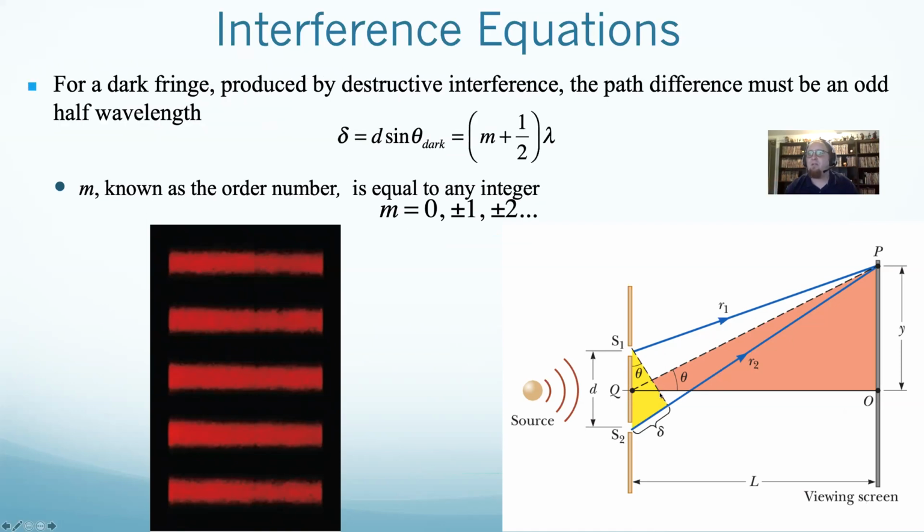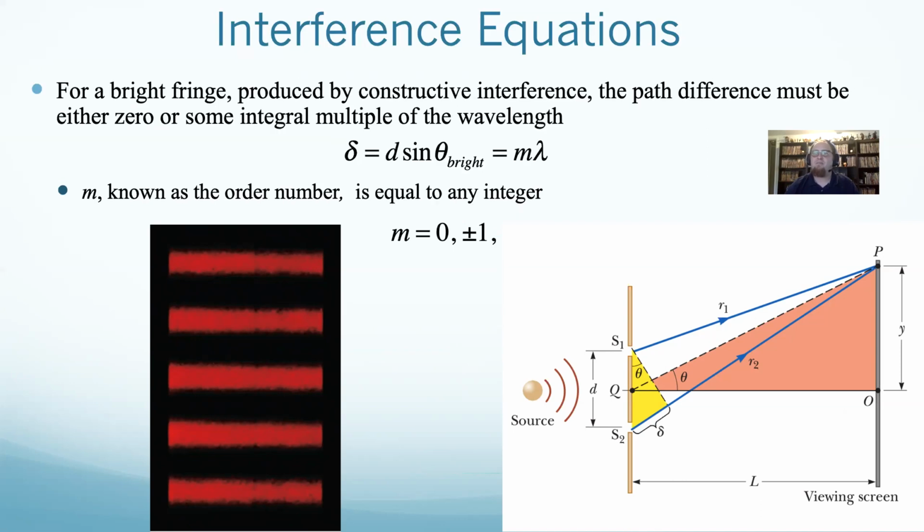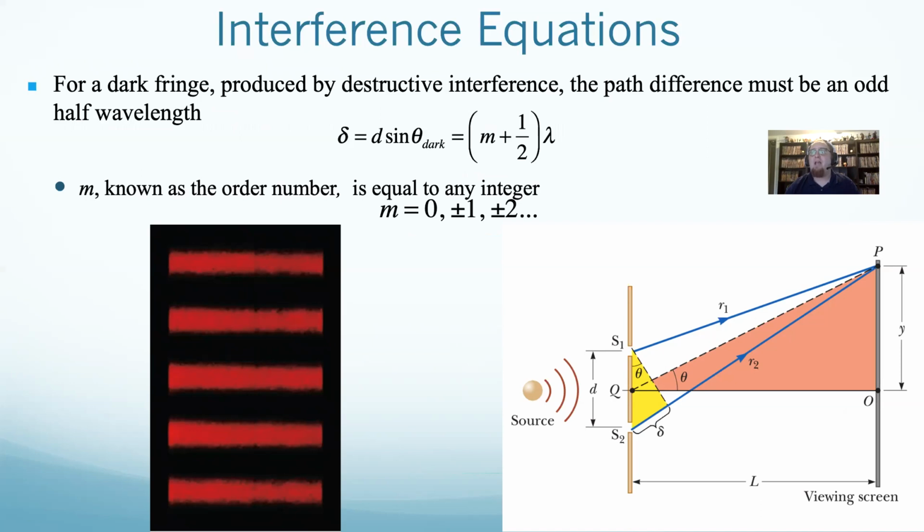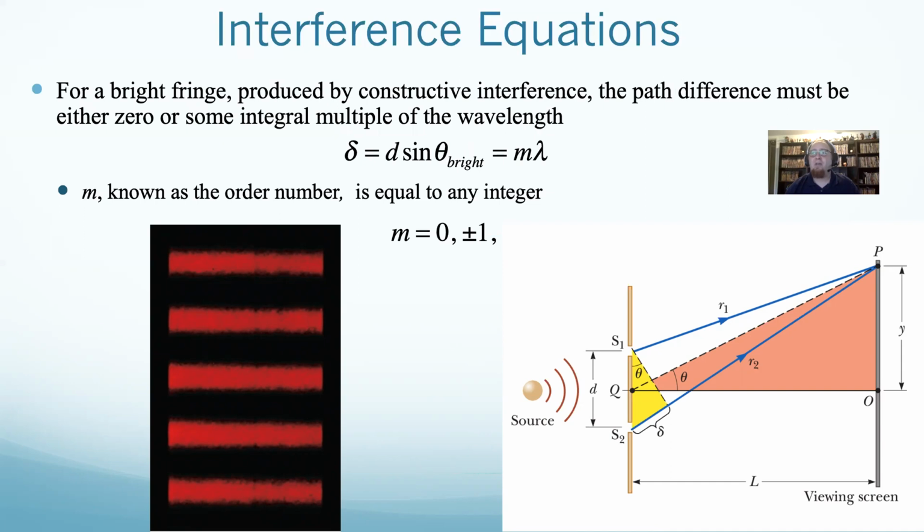So 0, 1, what changed there? Oh, dark fringe, okay. Now a dark fringe will happen anytime you're a half a wavelength off. Anytime you're at, as I said before, a half, or 3 halves, or 5 halves. And so a dark spot will happen anytime you have m plus a half lambda, where m can also still be any integer. And so a bright spot will be when delta is an integer times wavelength.